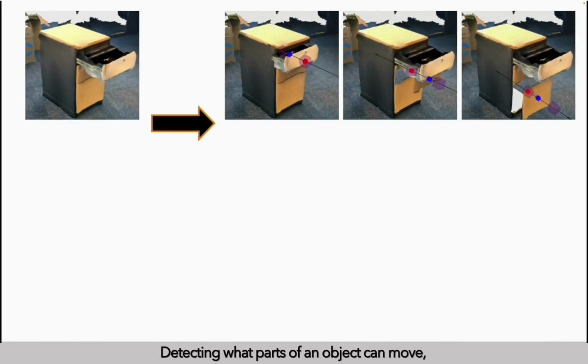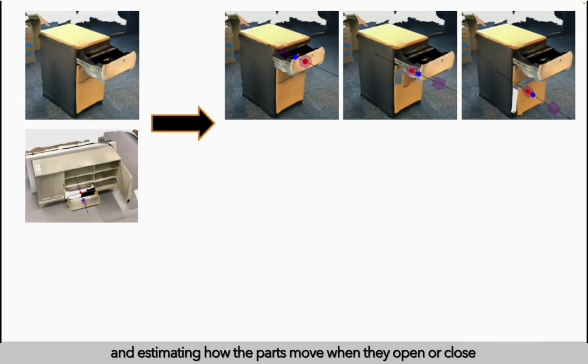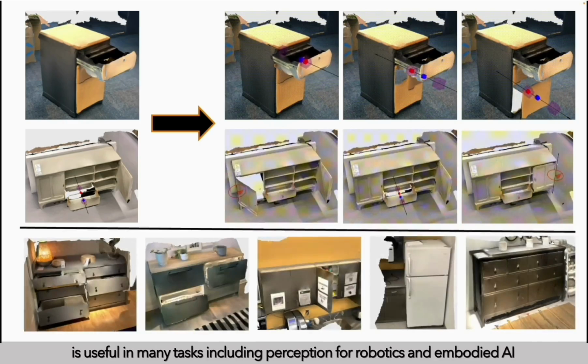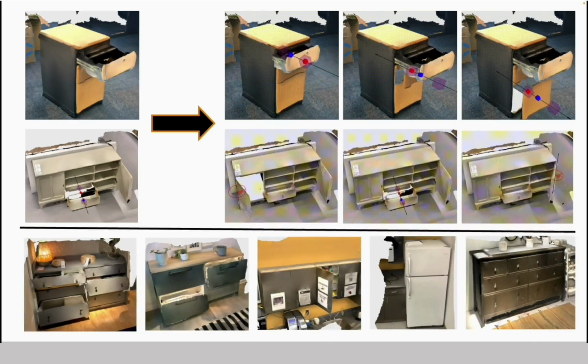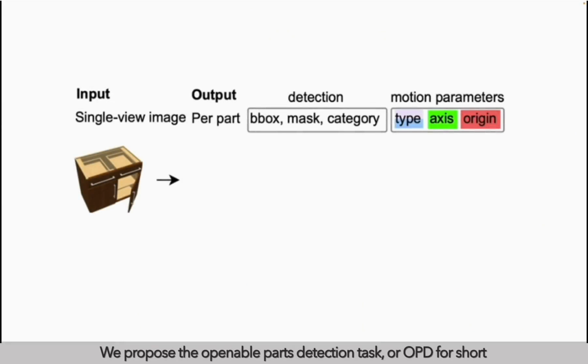Detecting what parts of an object can move and estimating how the parts move when they open or close is useful in many tasks, including perception for robotics and embodied AI. We proposed the Openable Parts Detection task, or OPD for short.